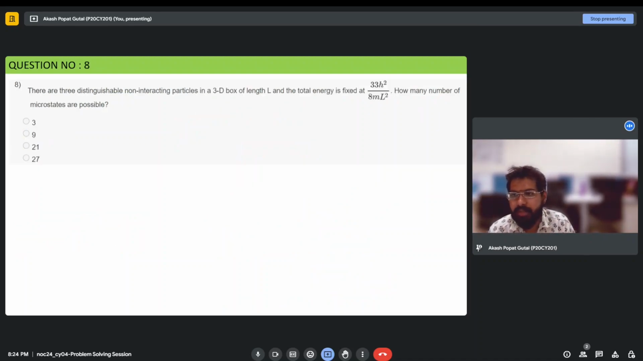Fine. So the next question. There are three distinguishable non-interacting particles in a 3D box of length L, and the total energy is fixed at 33 h square divided by 8 m L square. How many microstates are possible? Please take your time and calculate the number of microstates. Take 2-3 minutes. Try to solve by yourself.